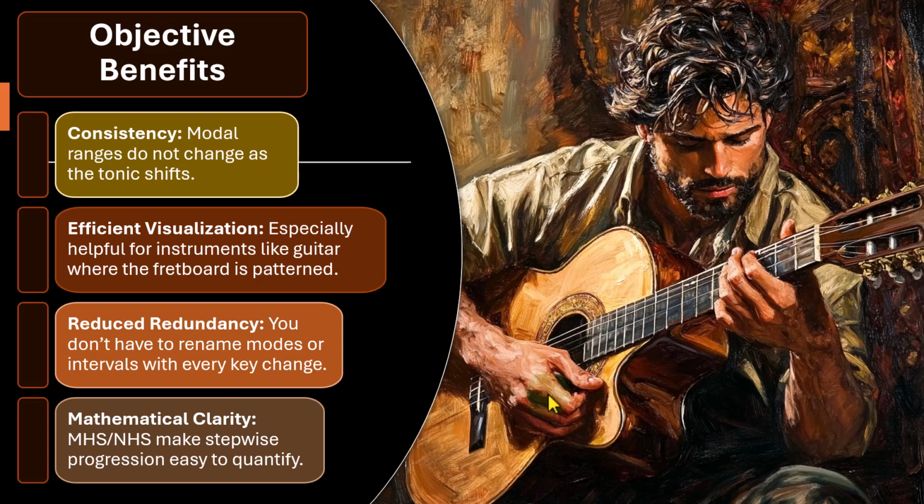The goal is to remember all of the distances between all of the points on the map. Don't rename the map. Mathematical clarity. So the modal half steps and the note half steps make stepwise progression easy to quantify. Clearly, if you only have 12 notes around the block, and you only have 7 notes around the block that are the places that you actually stop at, it'd be great to number them because then you could do simple math.